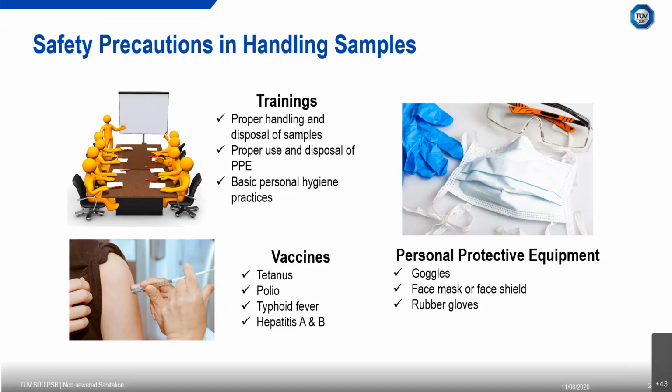It is also recommended for personnel to have vaccines like tetanus, polio, typhoid fever, hepatitis A and B, depending on local health authorities' requirements. The recommended PPE are goggles and face masks, or any splash-proof face shield, to protect your whole face from any splashes. Waterproof gloves and rubber boots to protect from direct contact or exposure. And liquid-repellent coveralls to prevent floating contaminations.